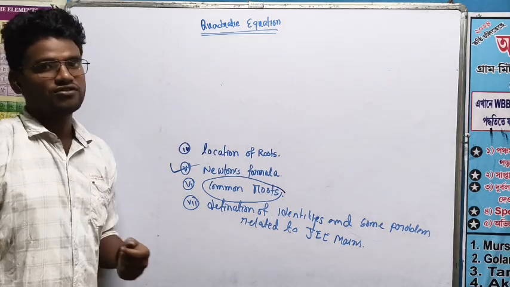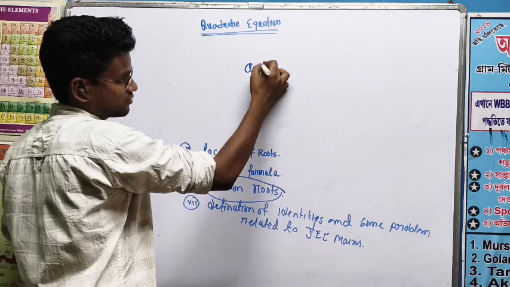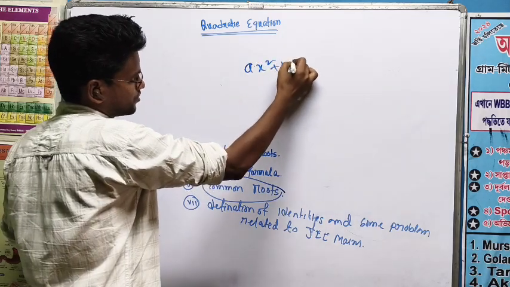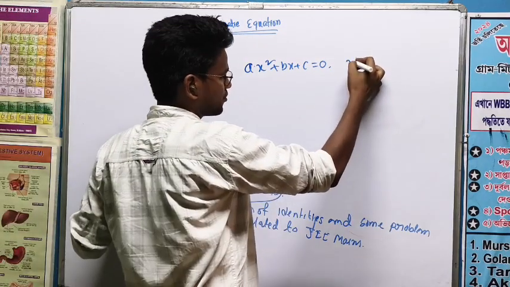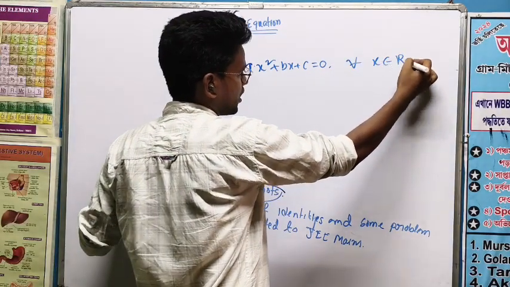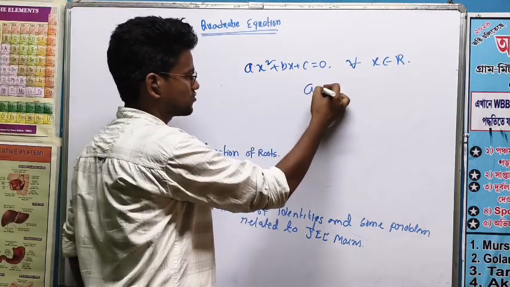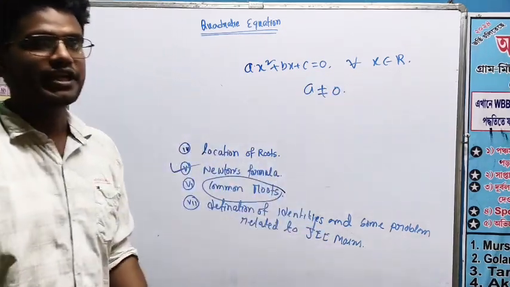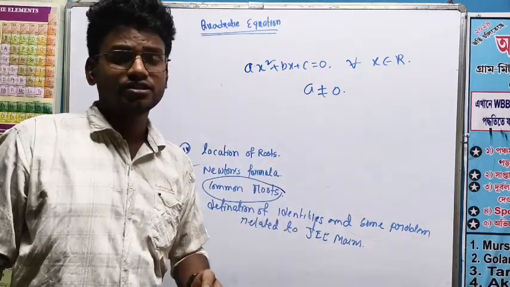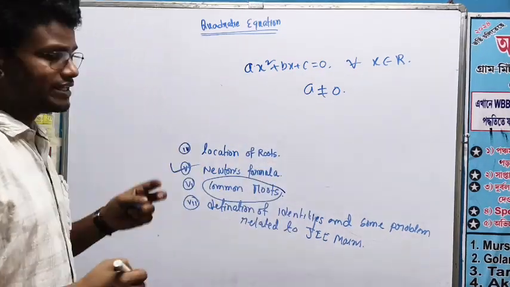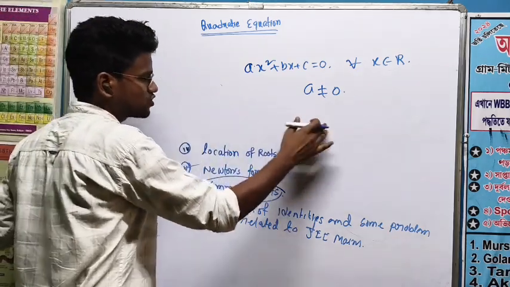What is the standard form of a quadratic equation? Standard form of quadratic equations: ax square plus bx plus c is equal to 0, and it is true for all x belongs to R. For this to be a quadratic equation, obviously a is not equal to 0. Now we try to solve this equation. Then we'll get two roots or two zeros, because there are at most two zeros.